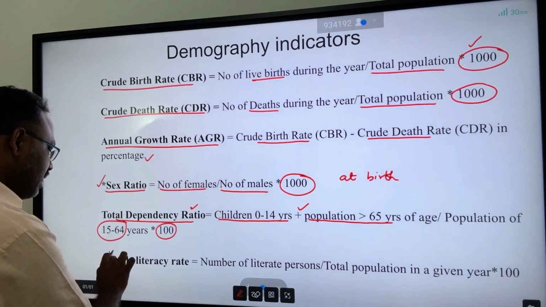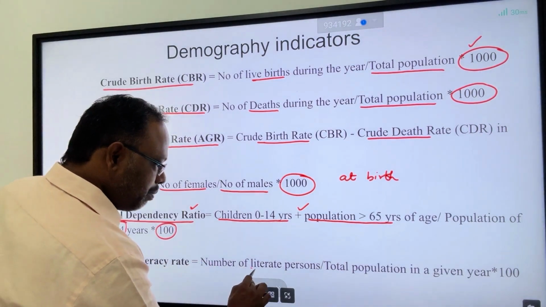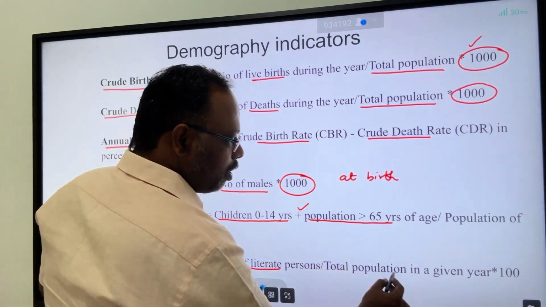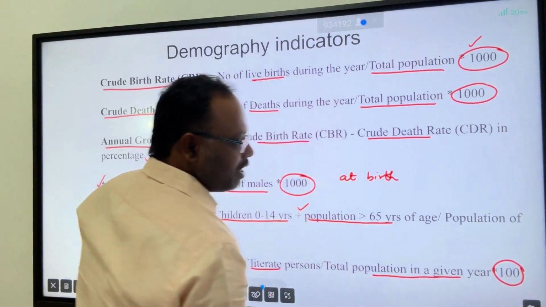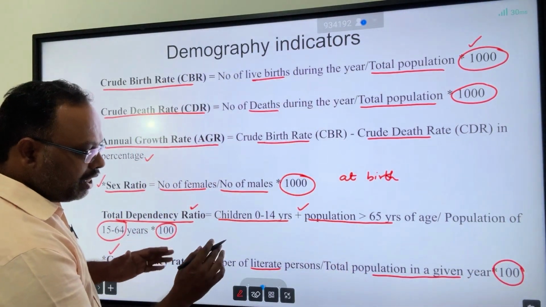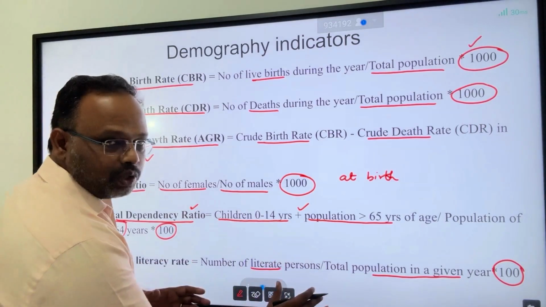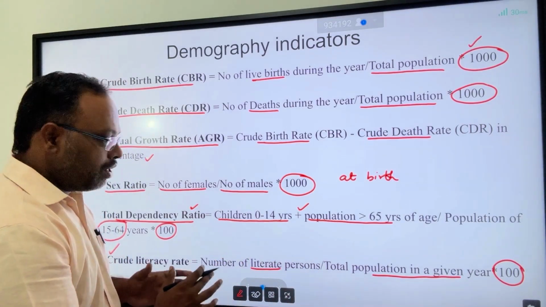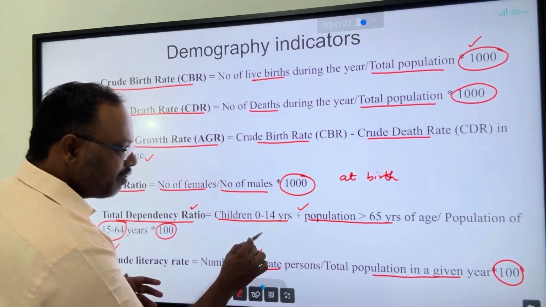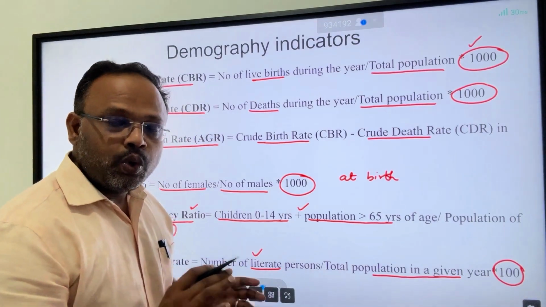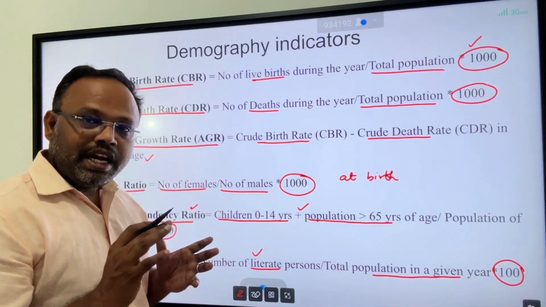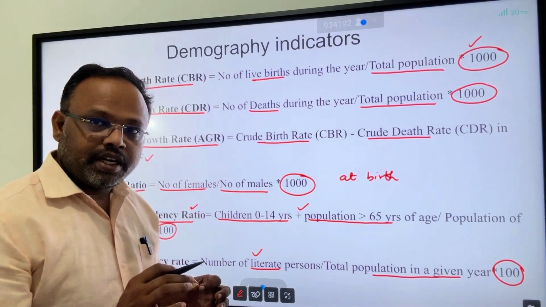Then we have literacy rate, that is the number of literate persons divided by total population in a given year, expressed in percentage. Here the important thing is the numerator is literate persons, out of the total population. But we should know the definition of a literate person. A literate person is a person who can read and write in any language with proper understanding.